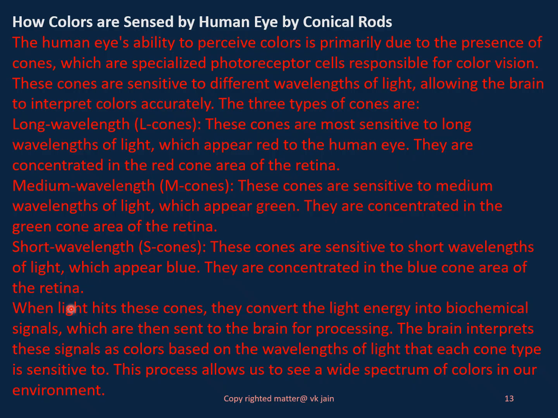When light hits these cones, they convert the light energy into biochemical signals, which are then sent to the brain for processing. The brain interprets these signals as colors based on the wavelength of light that each cone type is sensitive to. This process allows us to see a wide spectrum of colors in our environment.